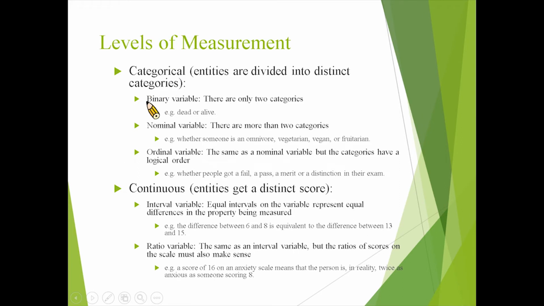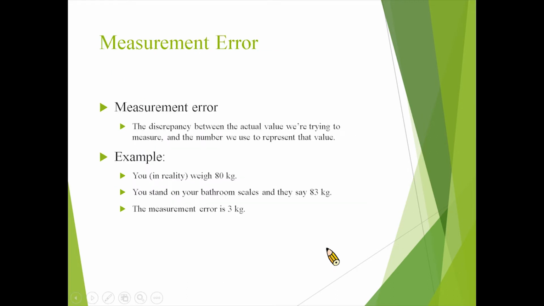Okay, the binary variable has two categories, like dead or alive, or gender, male or female. The nominal variable has more than two categories, and the ordinal variable. Okay, continuous. This is the number. Okay, ratio. And this is the interval variable. Okay, and each piece of research must have measurement error.